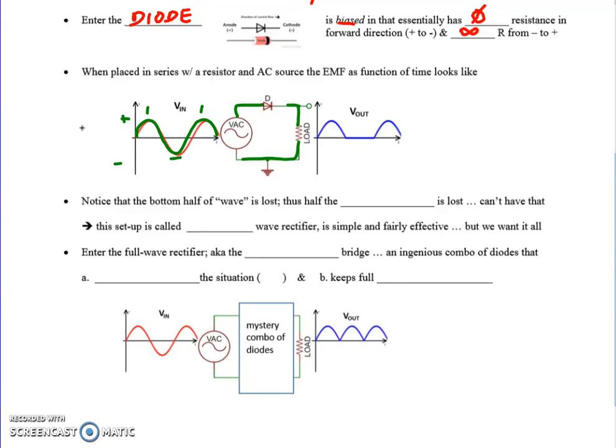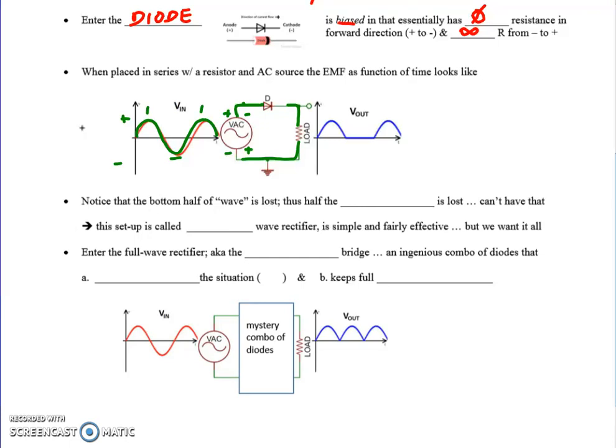During the negative part of the cycle, there will be no voltage or current at all, because if I call this the positive and the negative side of my variable AC source, when we have this polarity, then the current will go around clockwise. When it flips polarity like this, it can't go anywhere because the diode has infinite resistance in that direction. So our output will look as shown here.